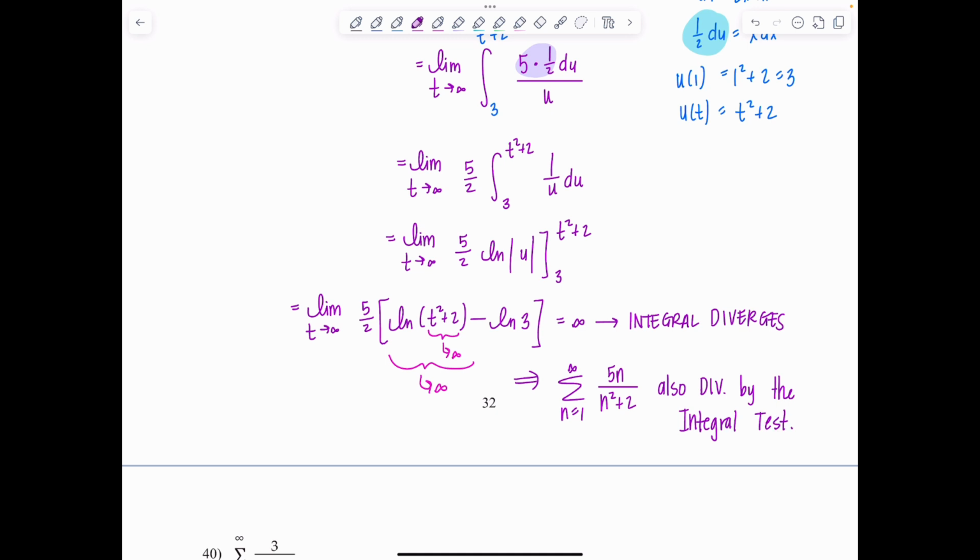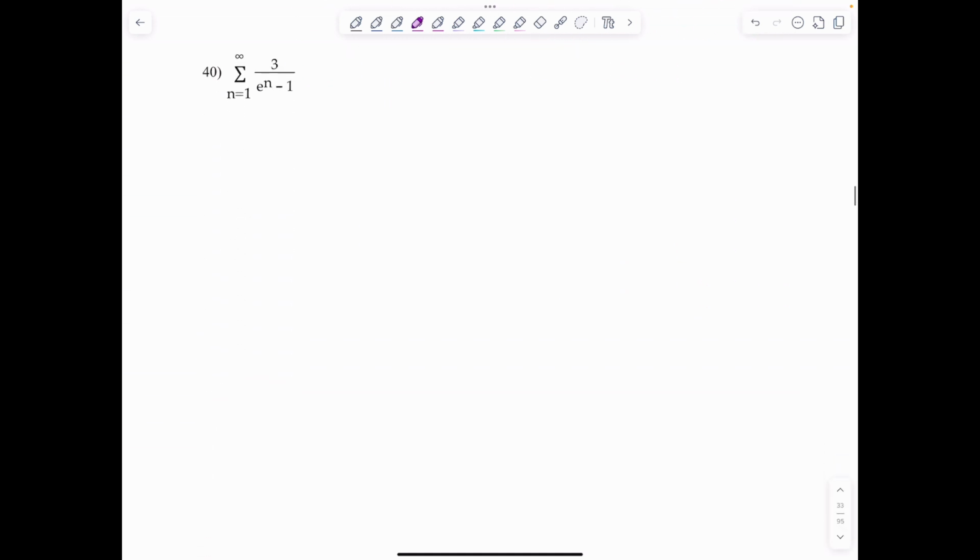All right, good. I think I've got one more integral test for you, and then we'll move on to the other tests. This is for sure the spiciest integral that we've done so far. We have the sum from n equals 1 to infinity of 3 over e to the n minus 1. Let f of x be 3 over e to the x minus 1, and let's check that all three conditions are satisfied before we use the integral test.